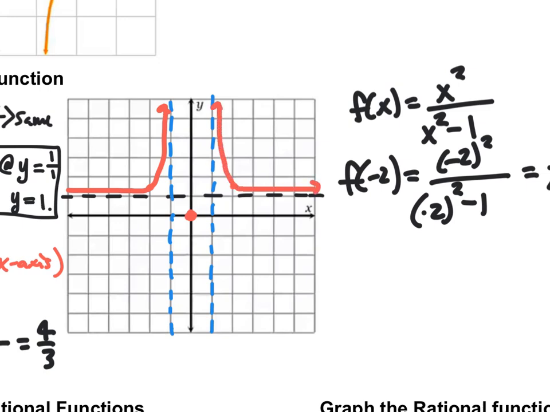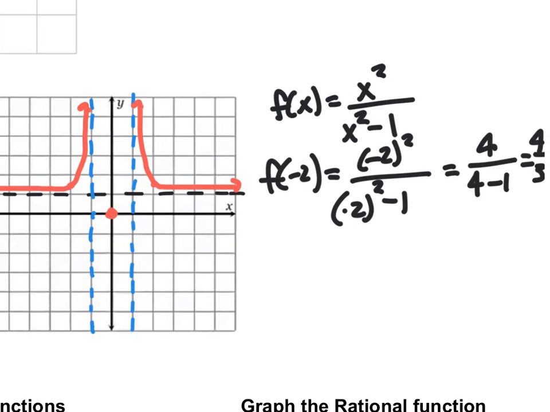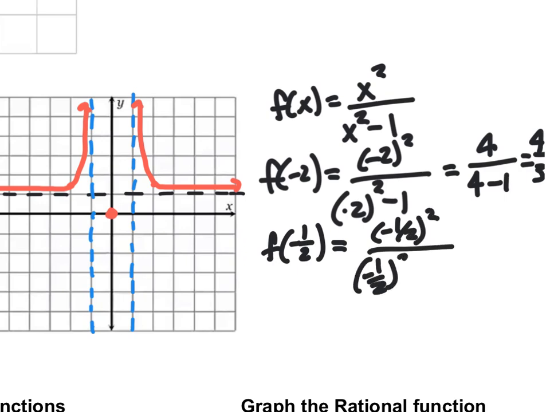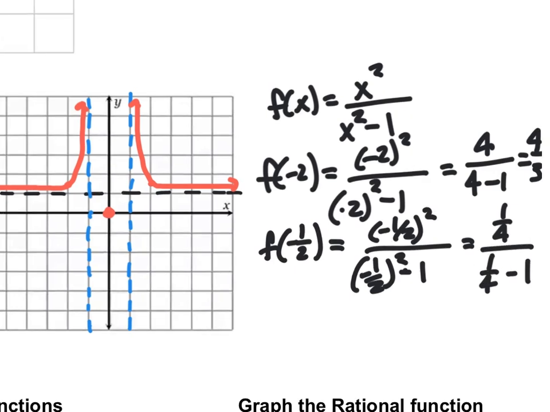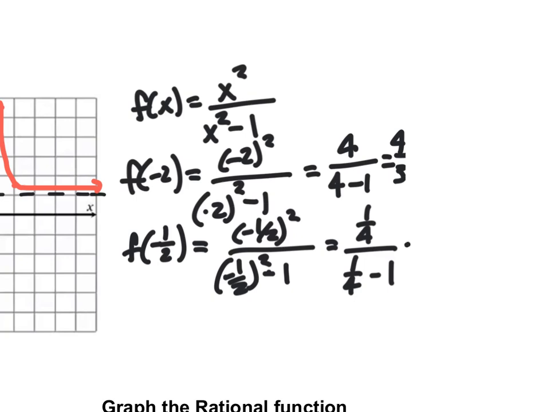But what I want to do, let's plug in like -1/2 here, and let's plug in a half, and let's see what happens. If I plug in -1/2 for x, it's going to give me -1/2 squared over -1/2 squared minus 1. And so this is going to give me positive 1/4. So I get 1/4 over 1/4 minus 1. Okay, and so this is going to give me 1/4 divided by -3/4.